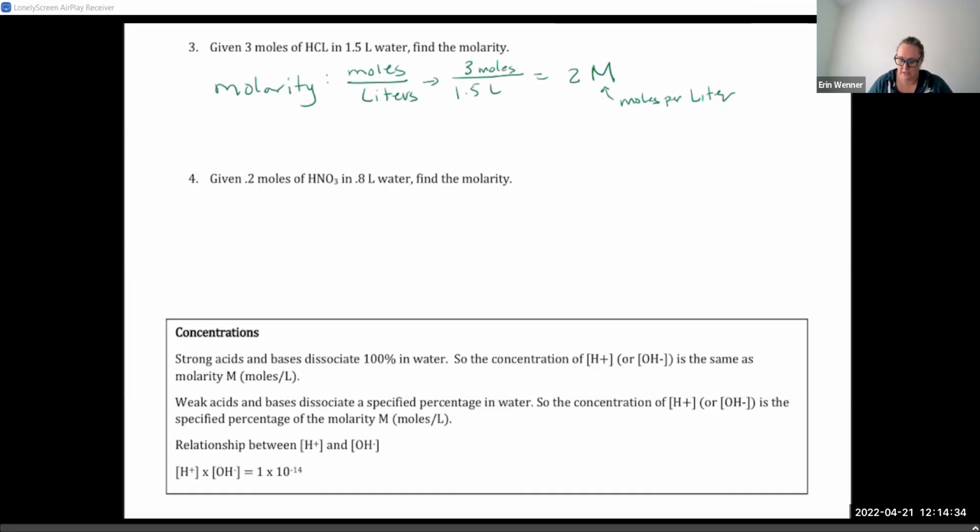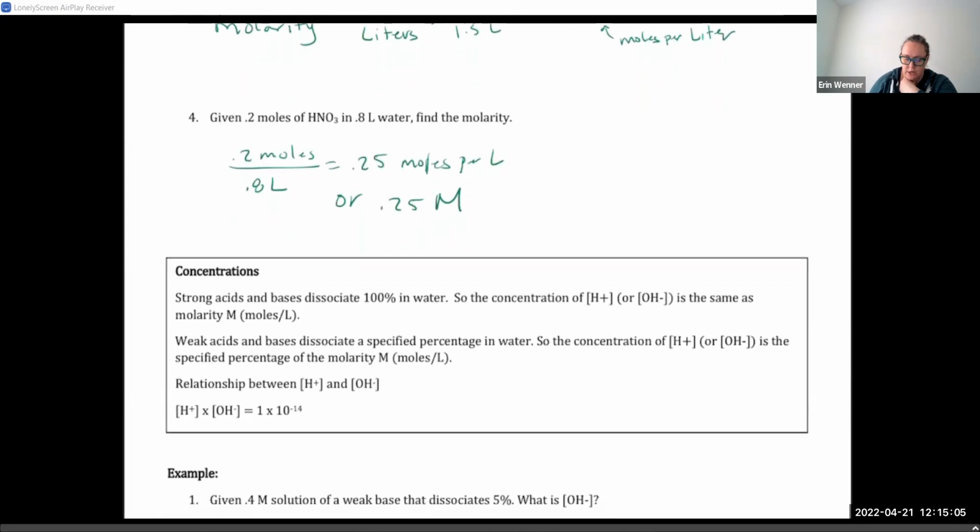Okay, so I'm going to take 0.2 moles and divide it by 0.8 liters of water, which gives us 0.25 moles per liter, or 0.25 M, right? And we do need to use the capital M because the lowercase m is shorthand for meters. And so we need that capital M to represent the moles per liter.